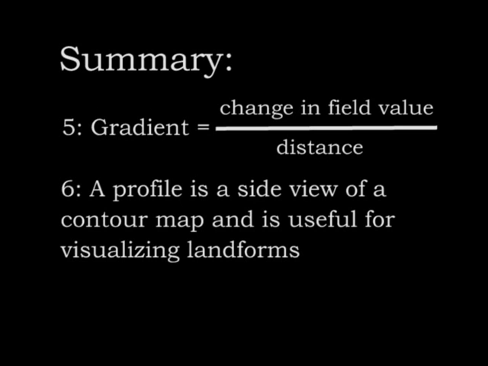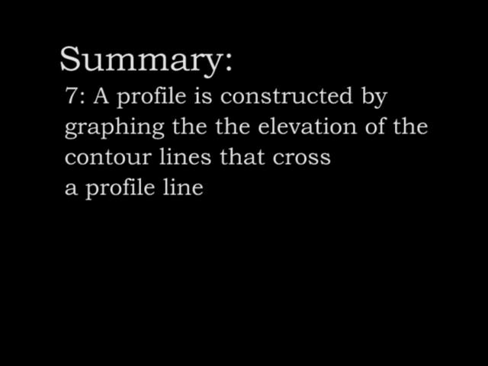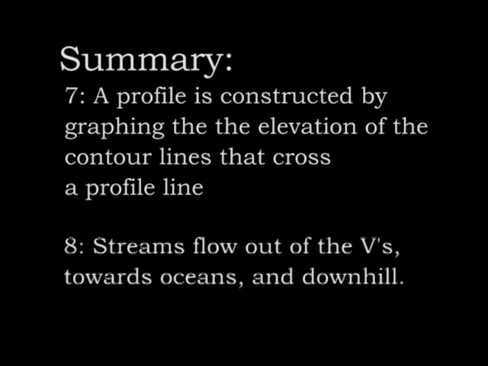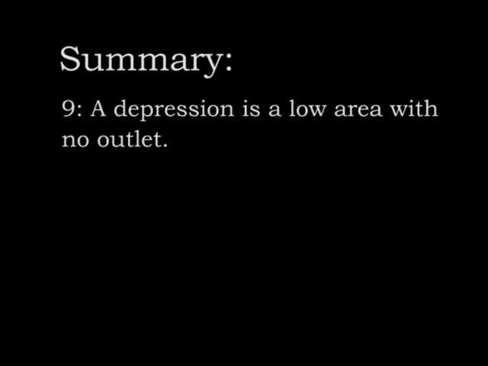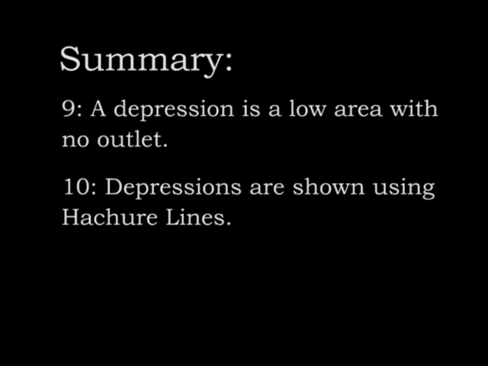A profile is a side view of a contour map and is useful for visualizing landforms. A profile is constructed by graphing the elevation of the contour lines that cross a profile line. Streams flow out of the V's towards oceans and downhill. A depression is a low area with no outlet. Depressions are often shown using hachure lines.